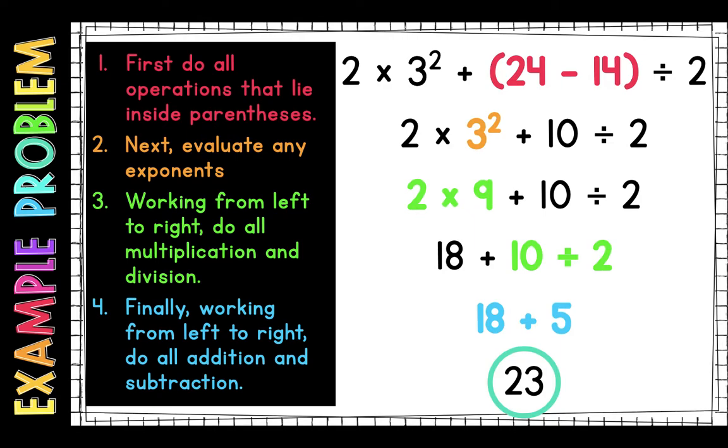So just to review, we started with the parentheses, then we simplified the exponents, we did the multiplication that was further to the left, then the division that was further to the right, and we ended by doing any addition or subtraction, but we only had addition in this case. Let's look at another example.